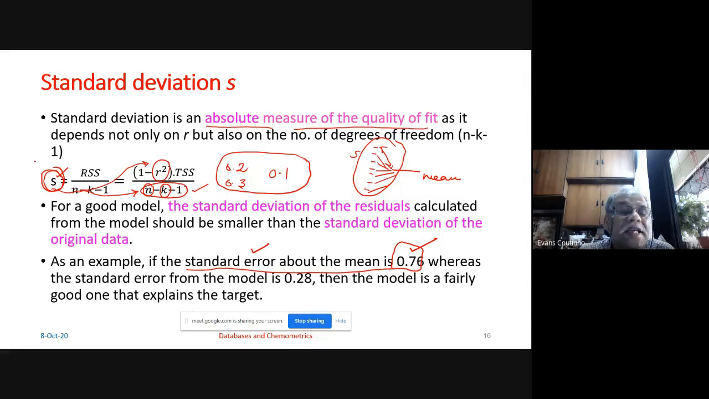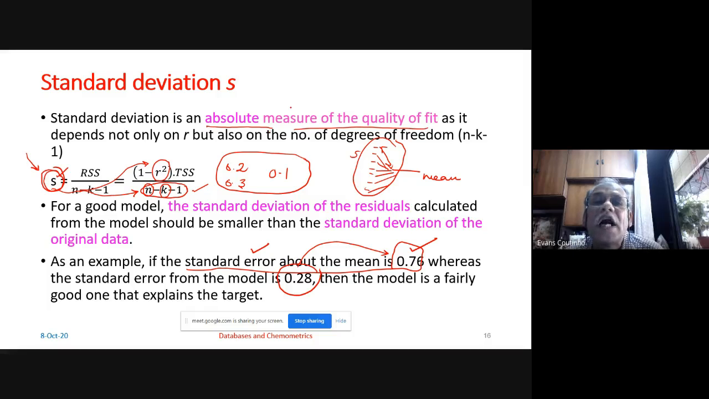Okay, then I develop my regression equation, my model, and for that model, I have an S value out here. Now the S value is 0.28. Yes, now what happens is the S value for the model is actually much smaller than the standard error about the mean. Okay, the standard error of the mean is much higher than the S value that is calculated from the model out here. Now I can be very happy. And I say that I have developed a very good regression model. This gives me confidence out here.